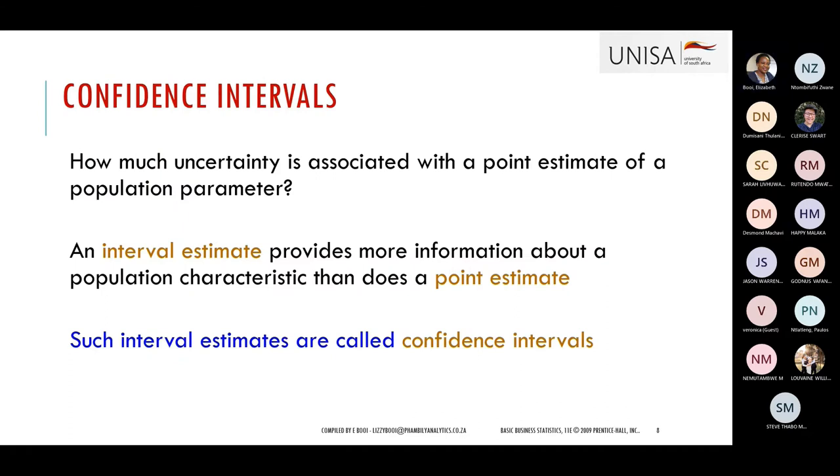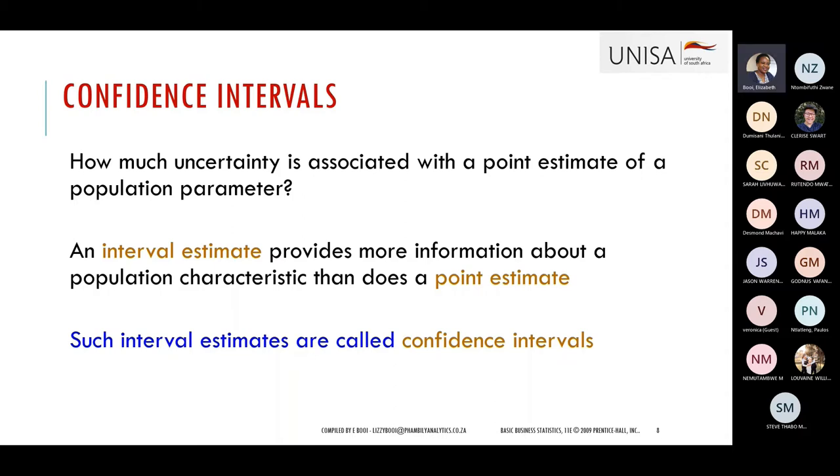So with a confidence interval, we want to check how much uncertainty is associated with the point estimate of a population parameter. That is what we want to check. So if we're looking at the confidence interval, as I just explained previously, we are asking how likely it is that this confidence interval includes the population parameter.